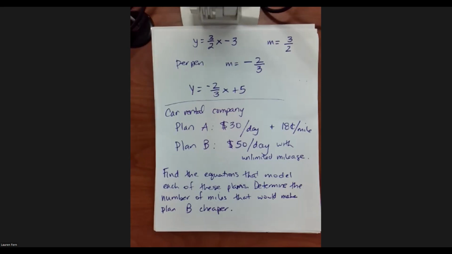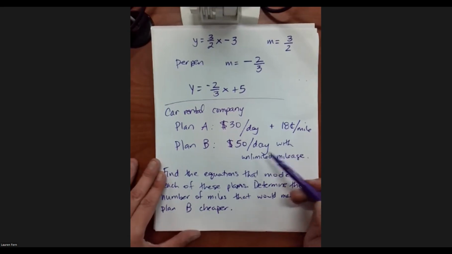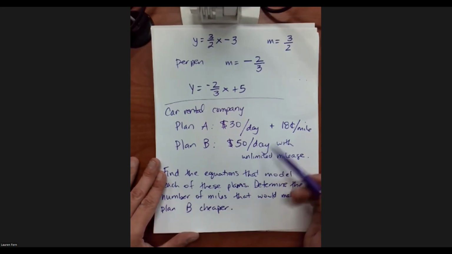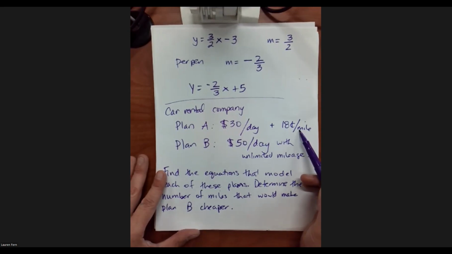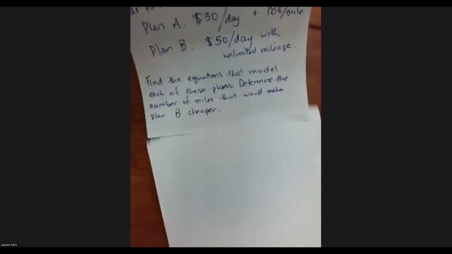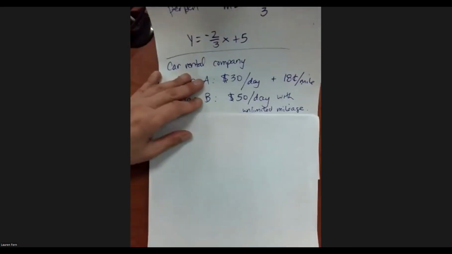All right, so plan A, if we don't drive very far, would you grant me that's a cheaper plan? Okay. But if we're going to drive a ton each day, at a certain point, plan B is going to be a lot more cost effective, right? So if you're just renting something to drive around in town, this is probably your better deal. But if you're renting something to take off to southern Utah, you'd probably want to go with this route. Okay. So first thing we want to do is find the equations that model each of these plans.